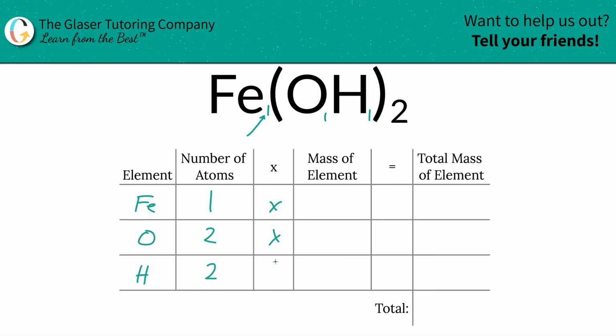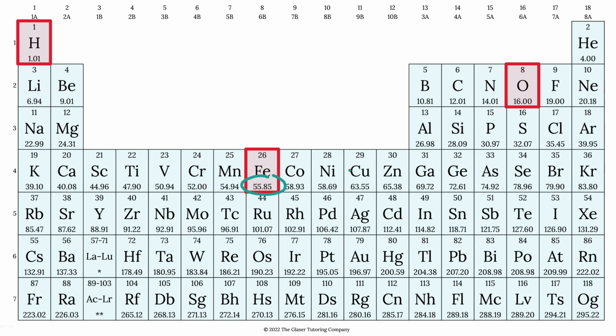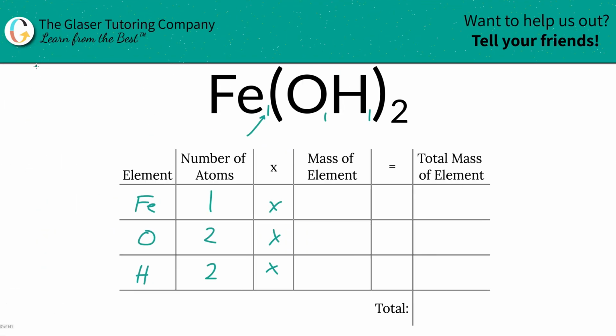Anyway, you're going to take those number of atoms and then multiply it by the mass of each particular element. Those masses are found on the periodic table, so let's take a look. Iron's mass is 55.85, oxygen is 16, hydrogen is 1.01. So we're going to write them in: 55.85, oxygen is 16, and then hydrogen is 1.01.